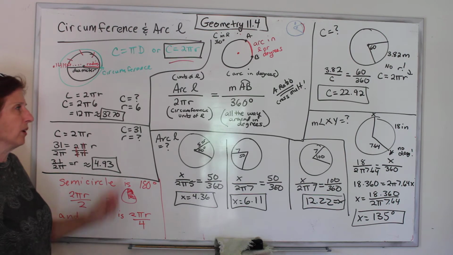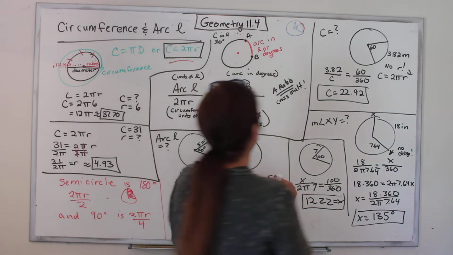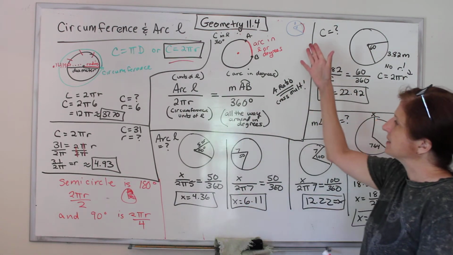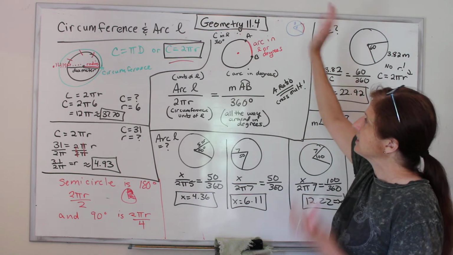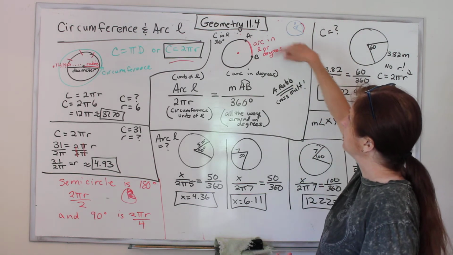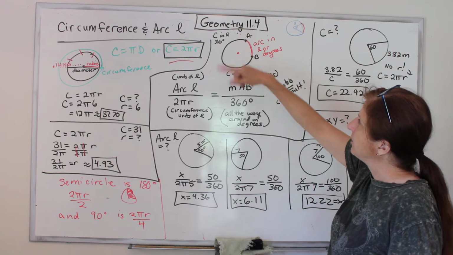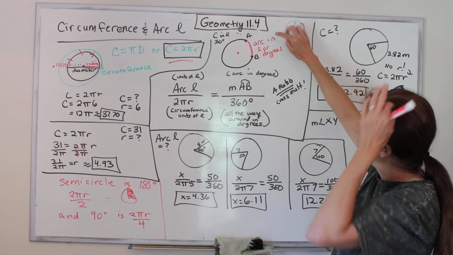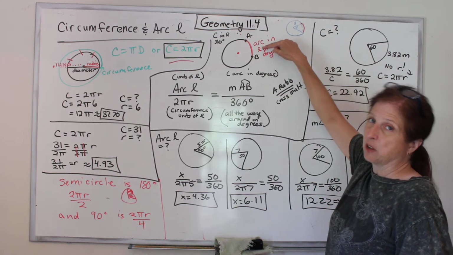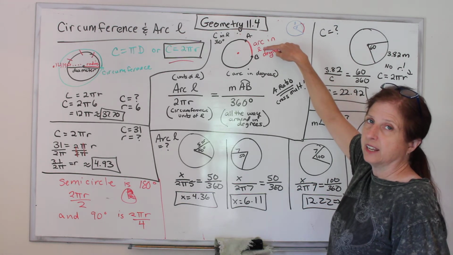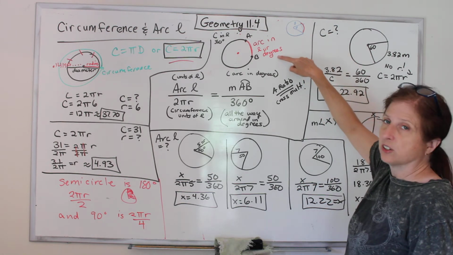This, not important. You can always figure that out. Not important to memorize. All right, now this is important. So here, this is the thing I was telling you about, the relationship between the arc and the degrees of the circle. So arcs can be measured in length, like meters and inches, or it can be measured in degrees.